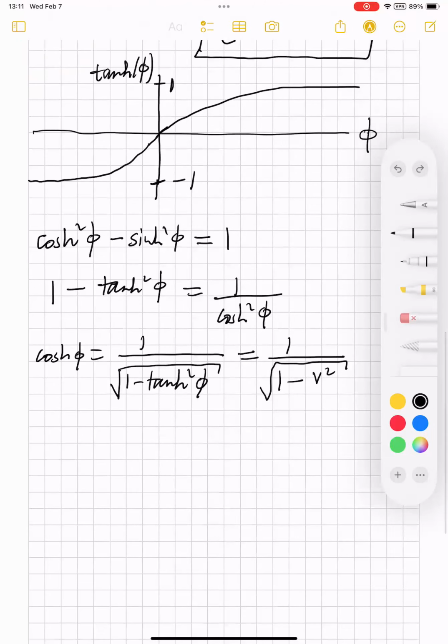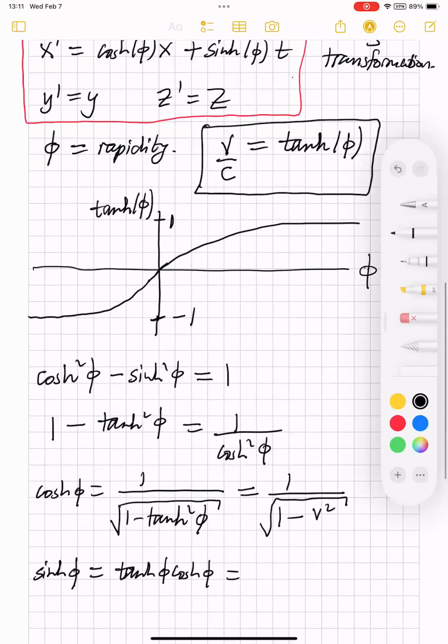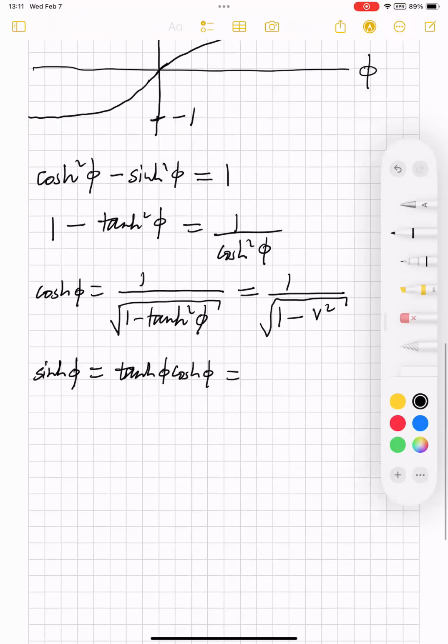And then when we look at sinh phi, well, the easy way to get sinh phi, this is just tanh phi times cosh phi. So I just need to multiply the cosh phi by tanh phi. And tanh phi is just v. So this is just v over the square root of 1 minus v squared. Good. So that's how you would express things back in terms of velocity.